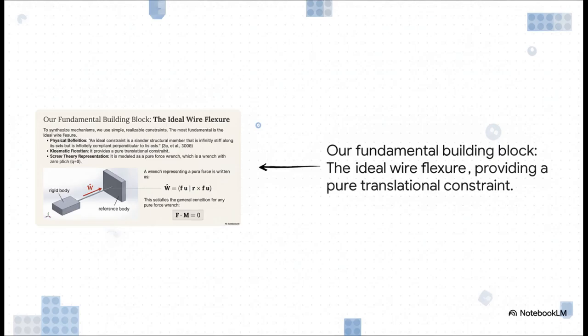Just picture a thin, slender rod. It's incredibly stiff along its own length, right? So you can't push or pull on it. But it's totally flexible in every other direction. In engineering speak, this gives us a pure translational constraint. It's basically like putting up a wall in one and only one specific direction. This simple little component, it's the key to everything that's going to follow.